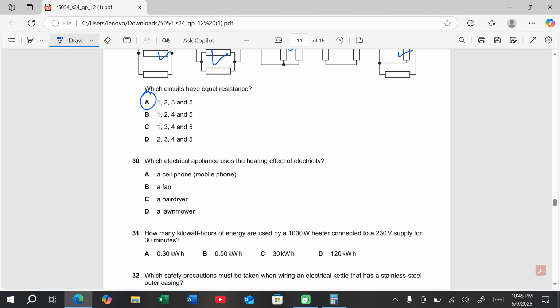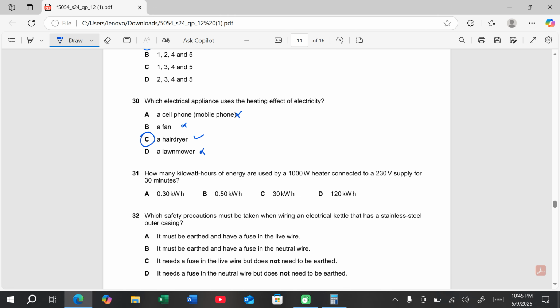Which electrical appliance uses the heating effect of electricity? So the cell phone does not, the fan does not, the hair dryer does, the mower does not. So the hair dryer, what does it do? It dries your hair. It blows hot air out of the dryer and it dries your hair.